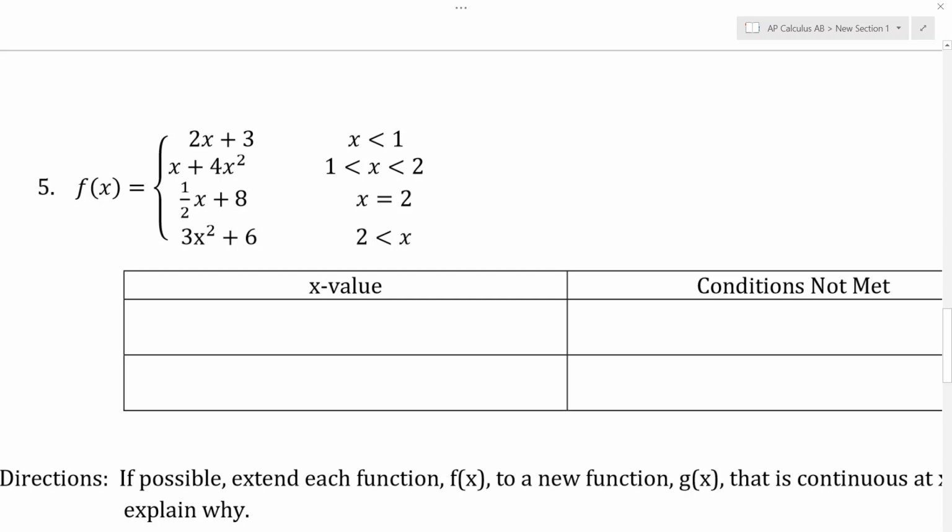Does that make sense? Okay, so this thing's not continuous at x equals 1 because f of 1 is not defined. Oops, not equal to 1. Not defined. There's no point there. Can't be continuous. Yes, ma'am.